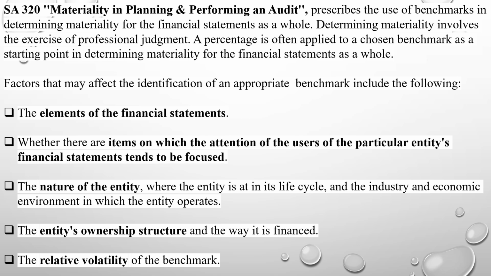Fourth is the entity's ownership structure and the way it is financed. For example, if an entity is financed solely by debt rather than equity, users may put more emphasis on assets and claims on them than on the entity's earnings. And the last is the relative volatility of the benchmark.